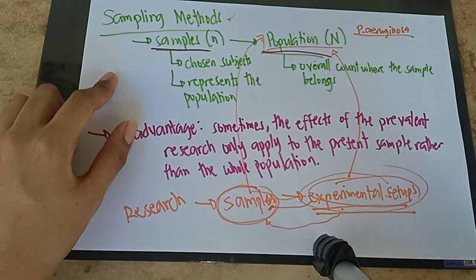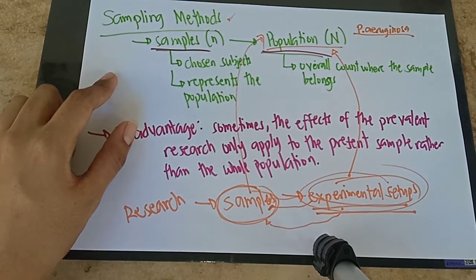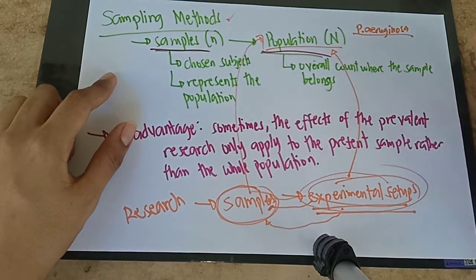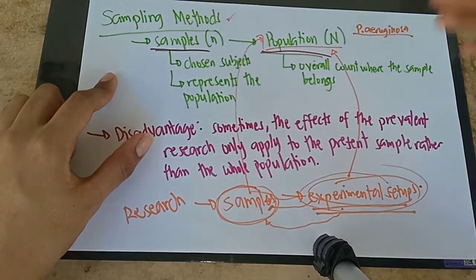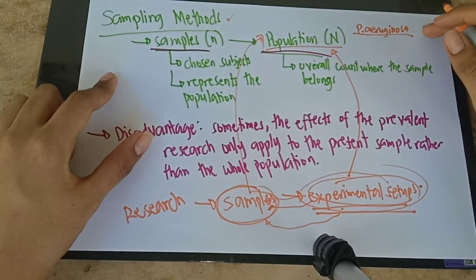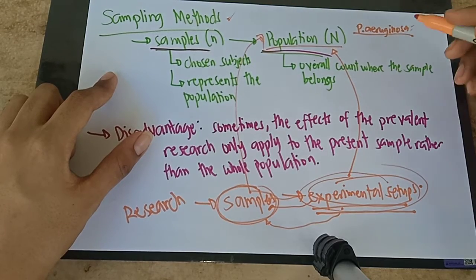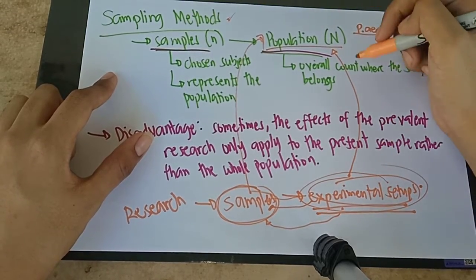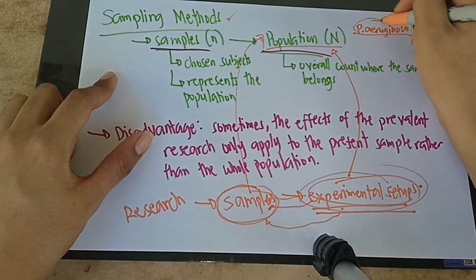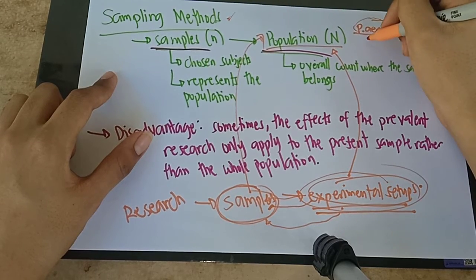And this Pseudomonas aeruginosa bacteria has a large population. So, we cannot test our experimental setups on the whole population of Pseudomonas aeruginosa. So, we just obtained samples of this bacteria. Now, when we apply the experimental setup to this sample, it produced results.